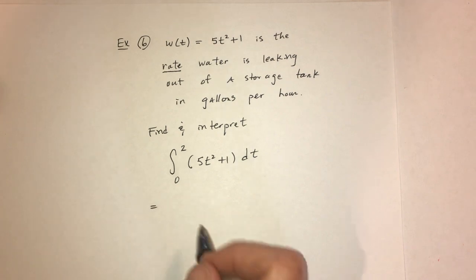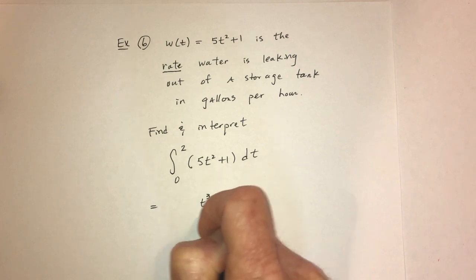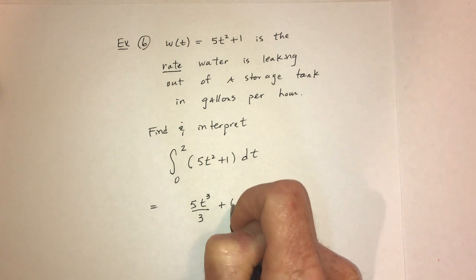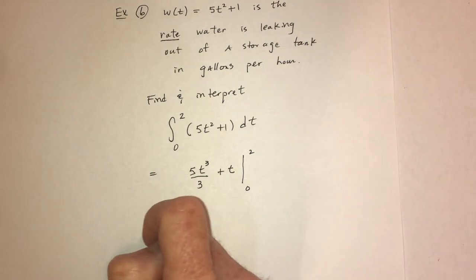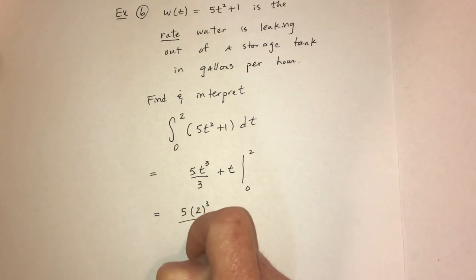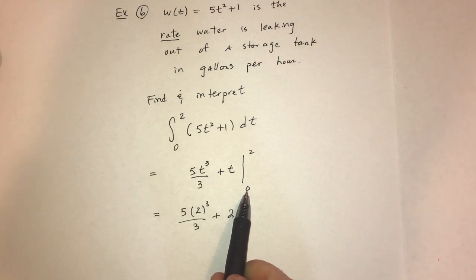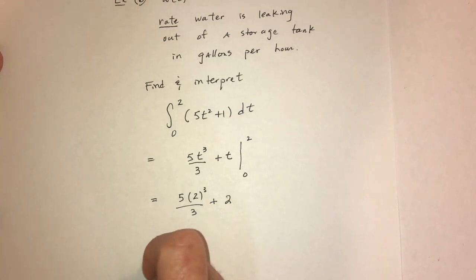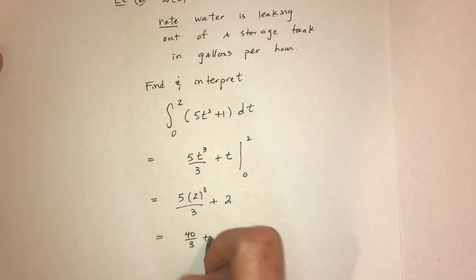Now to find out how much that is. So the antiderivative here is going to be t cubed over 3, with the 5 just sitting there. The antiderivative of 1 is going to be just t, and then evaluate from 0 to 2. So that will be 5, and then 2 gets cubed over 3, plus 2. And God love the 0. Cuts down on the work. Plug in 0 gives us nothing. So this is going to be an 8, and times 5 is 40. So 40 thirds plus 2.